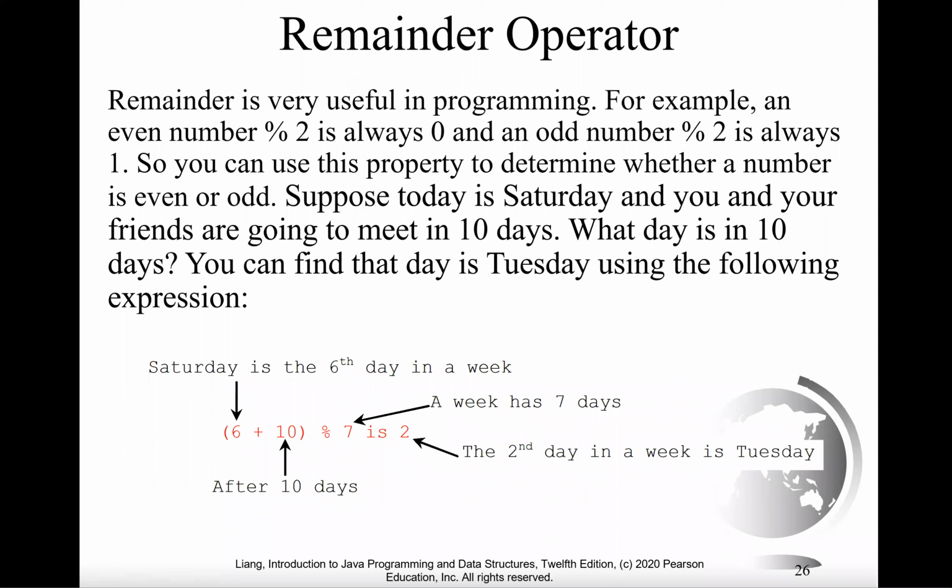Remainder is very useful in programming. For example, an even number remainder 2 is always 0. An odd number remainder 2 is always 1. So you can use this property to determine whether a number is even or odd.